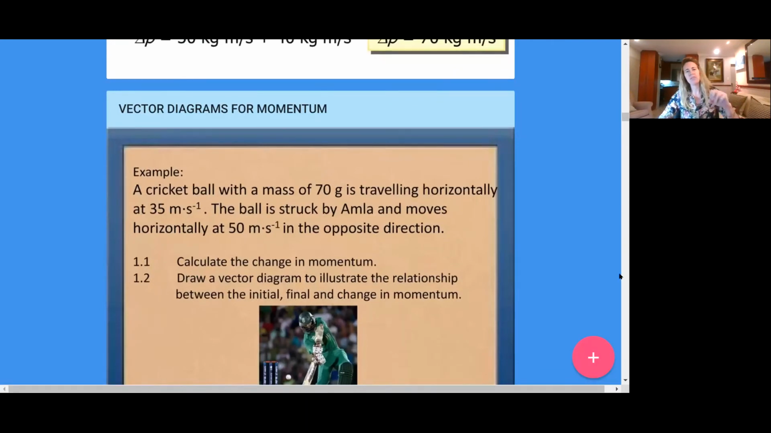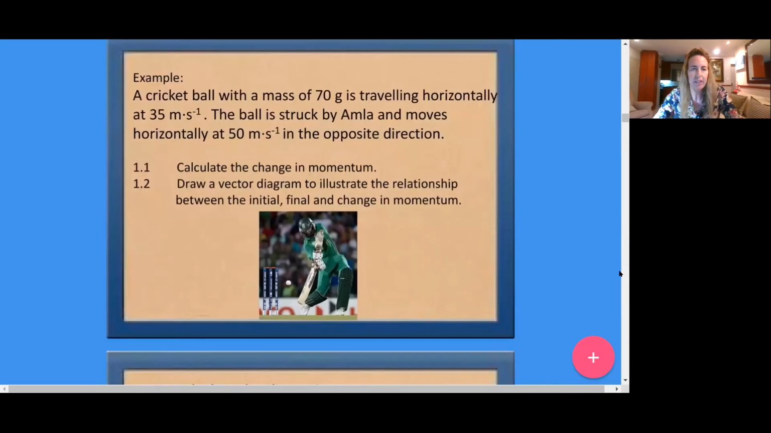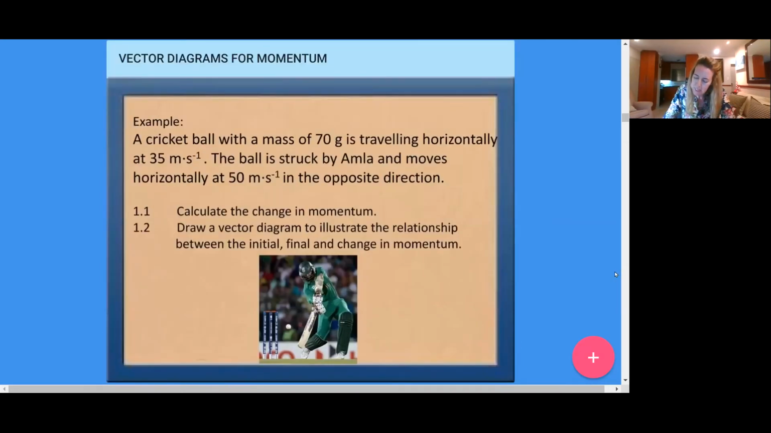We can now also look at vector diagrams that would represent momentum. We know that both velocity and momentum are vector quantities, and so we can represent both velocity and momentum with vector diagrams, which would simply show arrows in a specific direction, which will have a certain length to show the magnitude of that vector. So let's look at this example. You've got a cricket ball with a mass of 70 grams traveling horizontally at 35 meters per second. The ball is struck by a cricketer called Amla, and it moves horizontally away from the bat in the opposite direction at 50 meters per second.